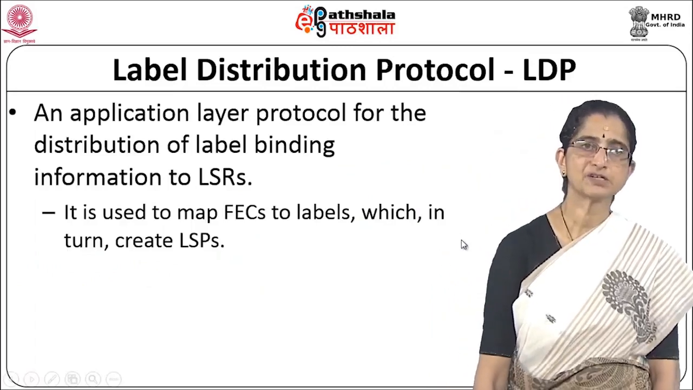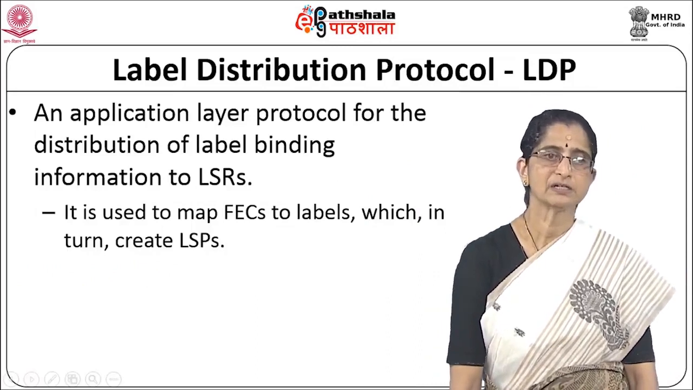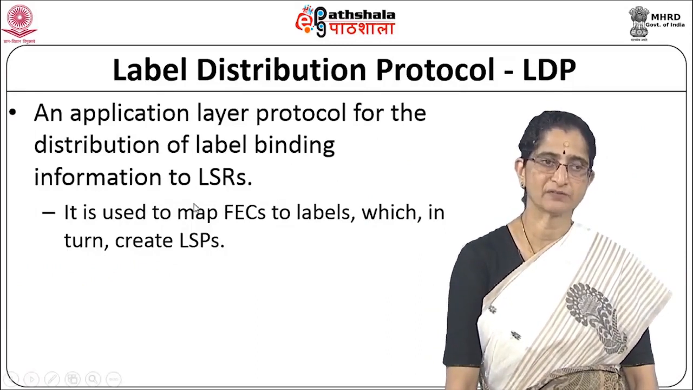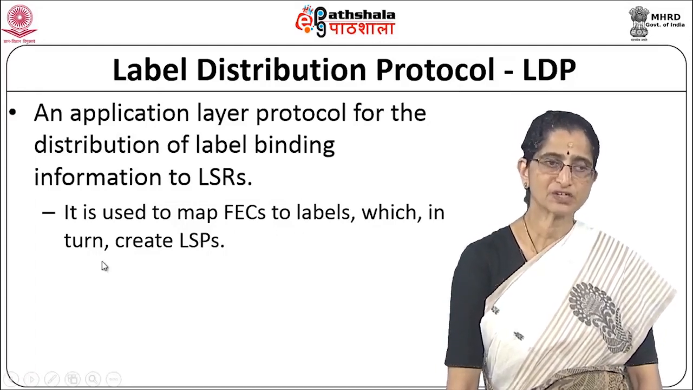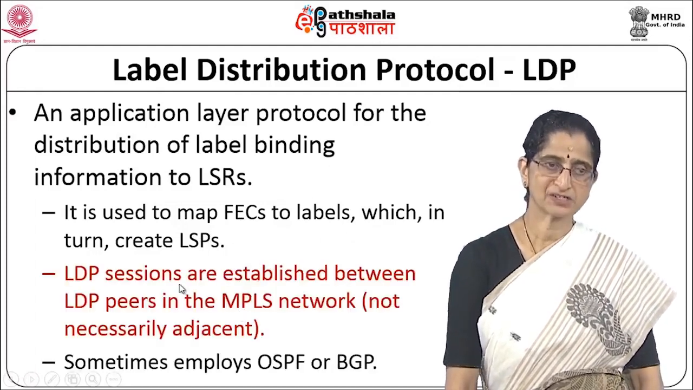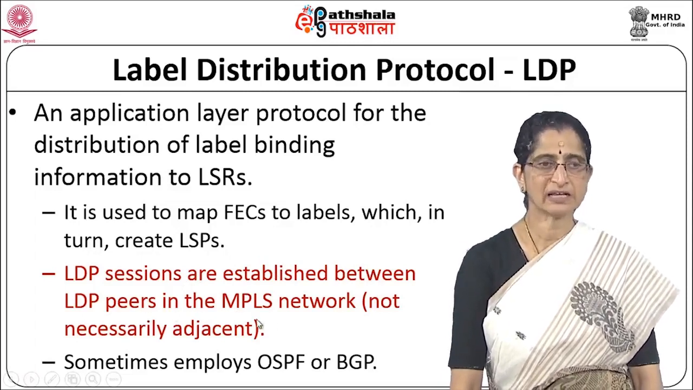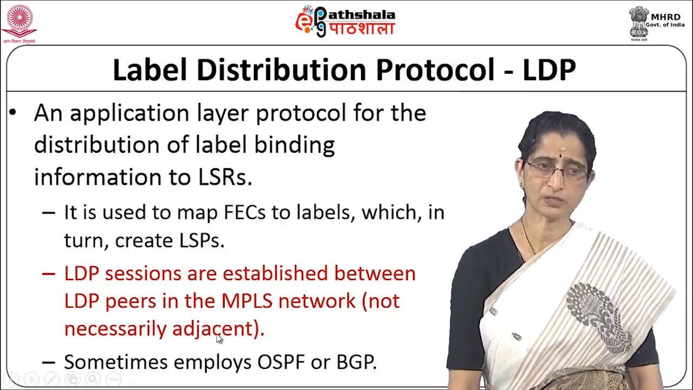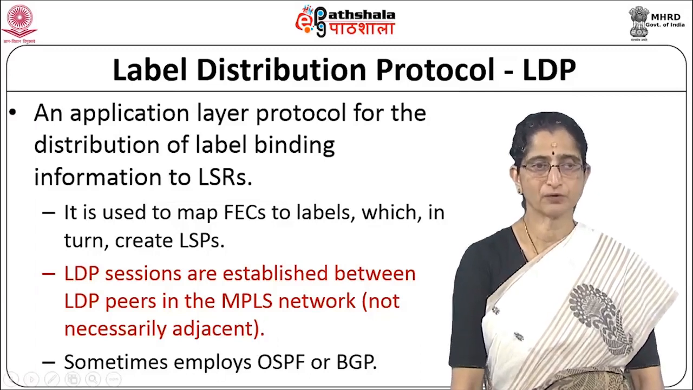Now talking about the label distribution protocol, we said that there is an LDP protocol that is provided. This is actually an application layer protocol for distribution of the label binding information to LSRs. So it is used to map FECs to labels, which in turn create the LSPs. Okay. The LDP sessions, as they are called, are established between LDP peers in an MPLS network, not necessarily adjacent. It can also talk to other routers which are 1 or 2 hops away from it, and it sometimes employs OSPF or BGP as well.